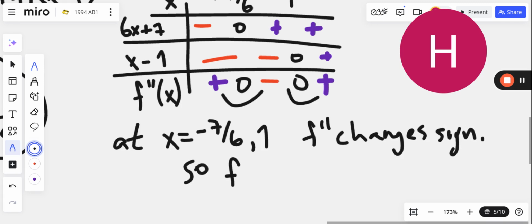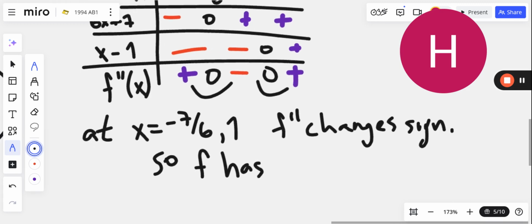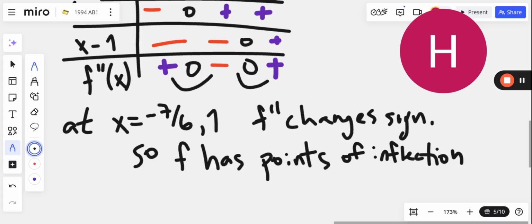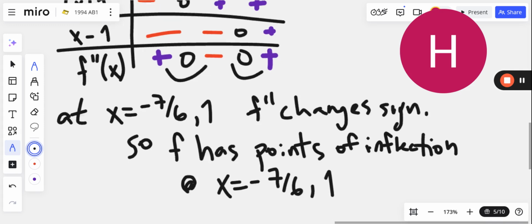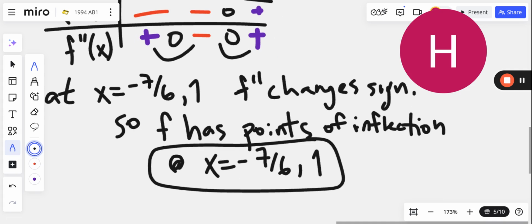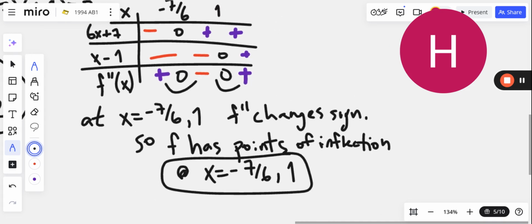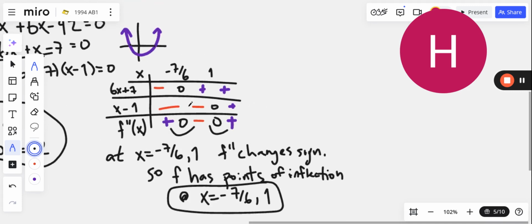So remember, f has a point of inflection. We don't say that f prime or f double prime has a point of inflection. We say f has points of inflection at x equals negative 7 over 6 and x equals 1. Now, did I have to write that all over again like that? Maybe not, but if it takes you 5 extra seconds to write it and you guarantee that you're going to get the points, do it.